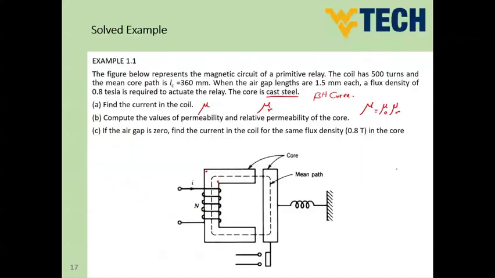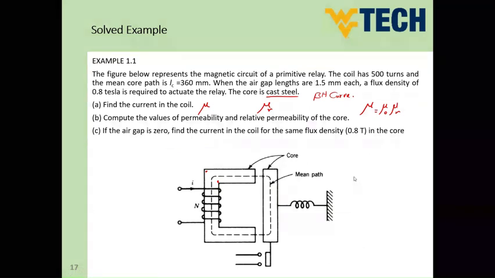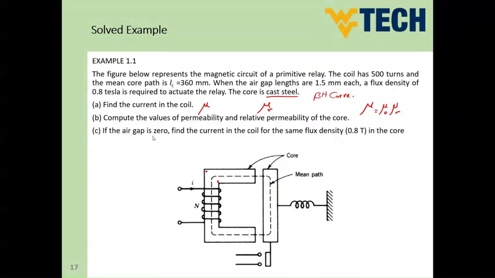Then C. So again, in part C, we need to calculate here if the air gap is 0, which means the I shape is already attracted now to the C shape. Find the current in the coil for the same flux density of 0.8.